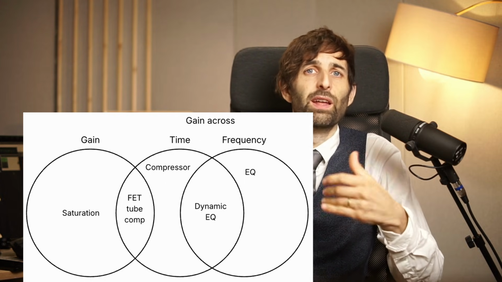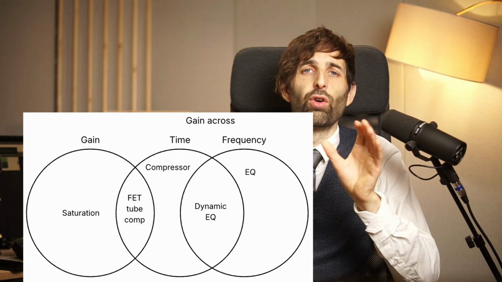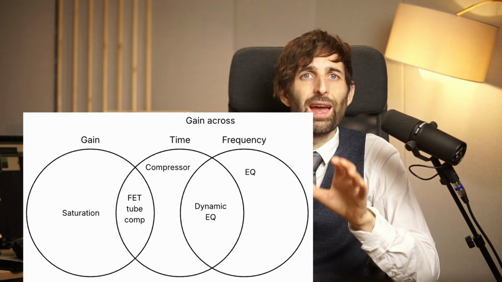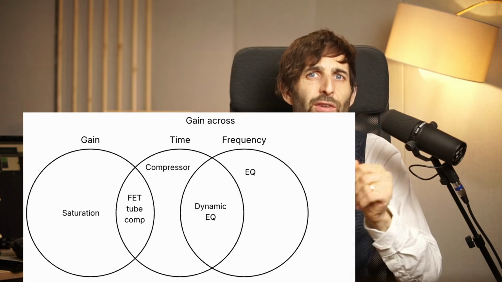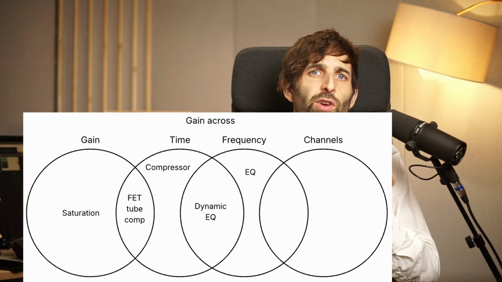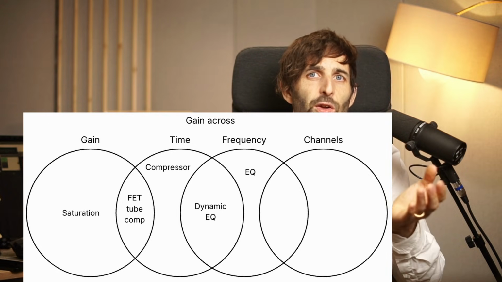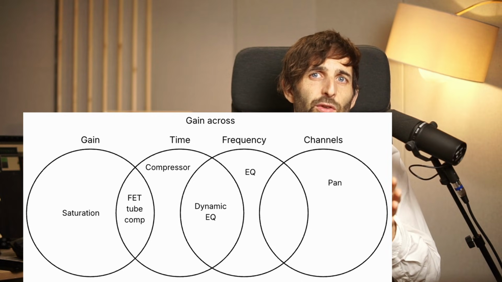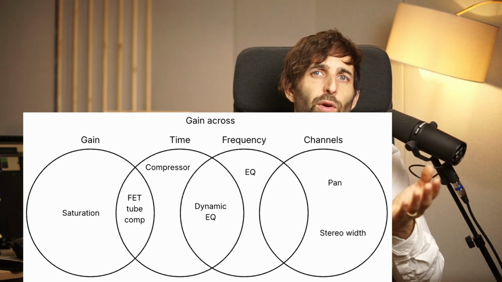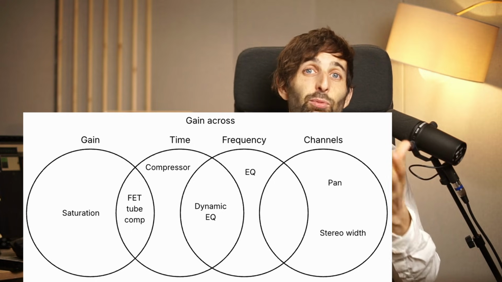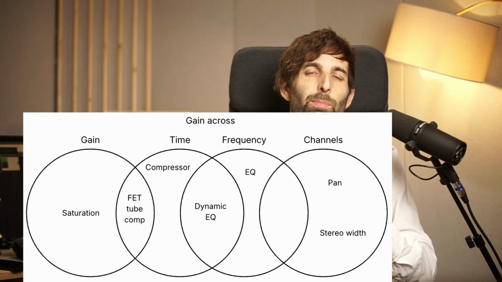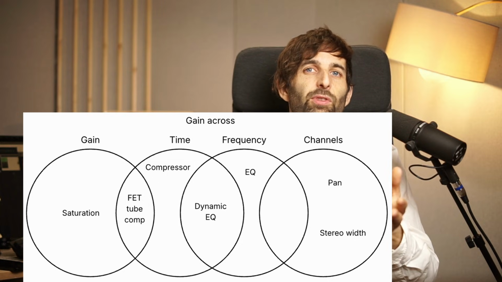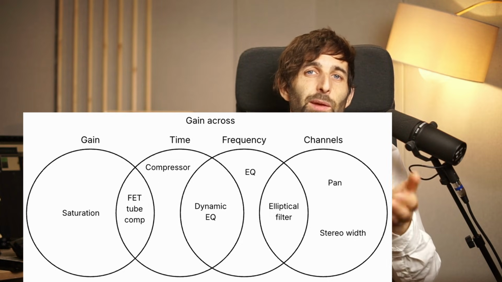So they can be seen as a mix of gain across time and gain across gain. And if we have a stereo signal, we can also adjust the gain of each channel. So that affects the balance. But if we take the sum and difference of those channels, we can change the width of the stereo image, for example. And if we take the side channel and apply a high pass filter, we create what is typically referred to in the mastering trade as an elliptical filter.